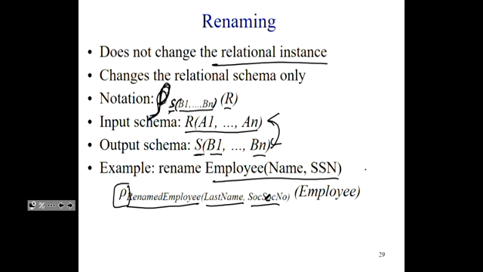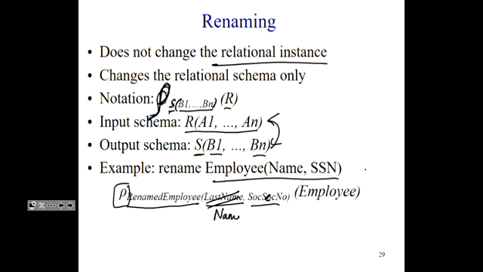Yes? If you don't want to change name, for example, then it would just be rename employee's name and then SSN. Sure, if you just wanted to keep it as name, you can still have renamed employee with name, comma, social security number. Any other questions? Okay.